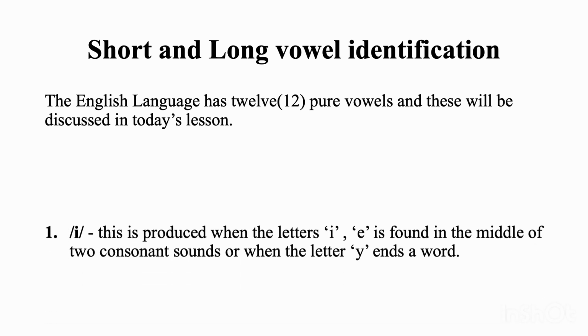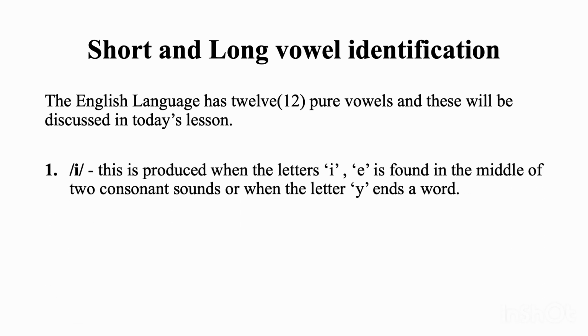The first one is the E. This is produced when the letters I, E is found in the middle of two consonant sounds, or when the letter Y ends a word. Now, with the two consonant sounds being talked about, sometimes it also considers how they are produced, because they influence the realization of these vowel sounds. So let's look at the first example.